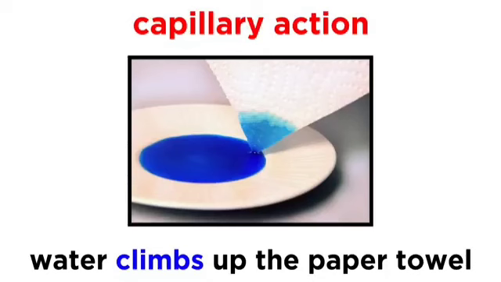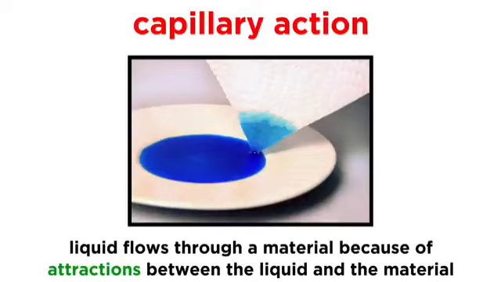Let's learn about one more phenomenon. If you dip a paper towel into water, the water will climb up the paper towel against gravity. This is an example of something called capillary action, which is when a liquid flows through a material because of attractions between the liquid molecules and the surface of the material.